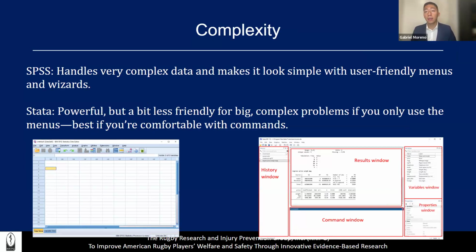That doesn't mean that's bad, but it might just be a bit more complex because it's for big, complex problems if you only use the menus. But if you're comfortable with commands, like what you would do right here, you could put in what I said before to get you the differences in gender or differences in ages, and it'll make you a table just like this with the results that you asked it for.